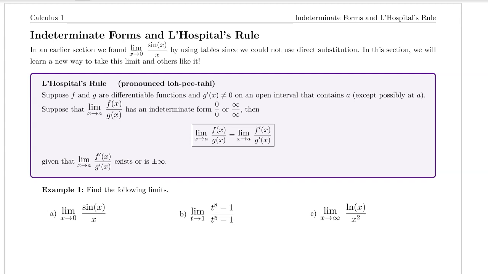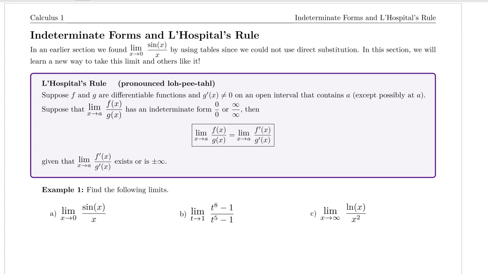Here we're going to talk about indeterminate forms and L'Hopital's rule. In an earlier section, we found the limit as x approaches 0 of sine of x over x by using tables, since we could not use direct substitution. In this section, we will learn a new way to take this limit and others like it.